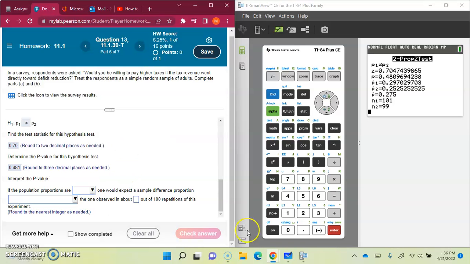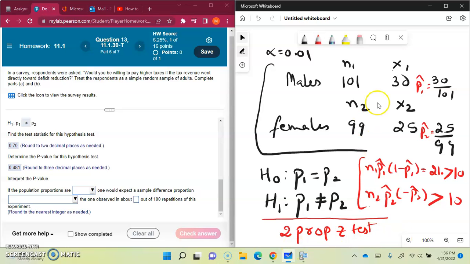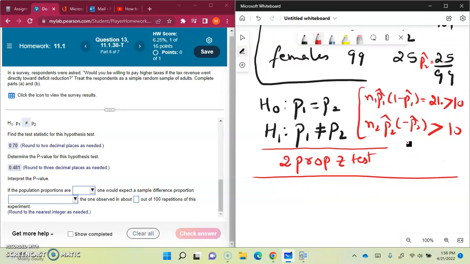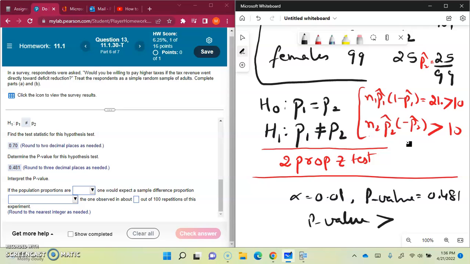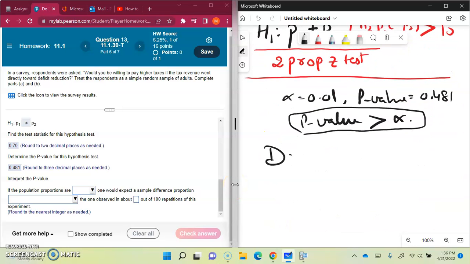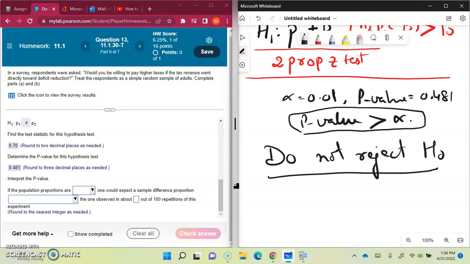Okay, now what do we notice? Alpha is 0.001 and p-value is 0.481. So p-value is more than alpha. That means what are we going to decide, because p-value is more than alpha? We are going to not reject H naught. If p-value is more than alpha, we do not reject H naught. That is our decision.